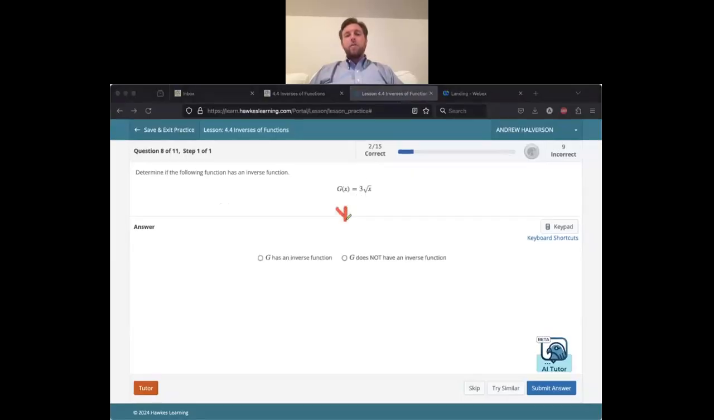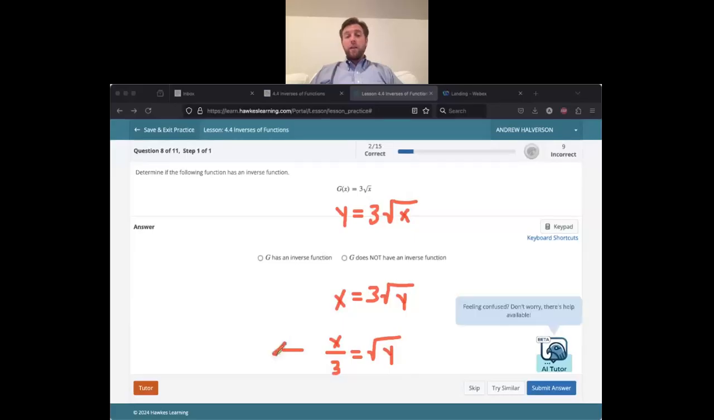So go through the exercise on this one. You're determining if it has an inverse. So go through the exercise of finding the formula for the inverse. So switch your x and y, solve for y, so we divide both sides by 3. And then to get rid of the square root, the opposite of taking the square root is squaring both sides.